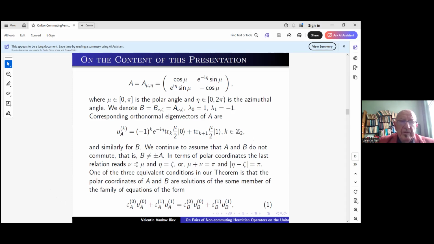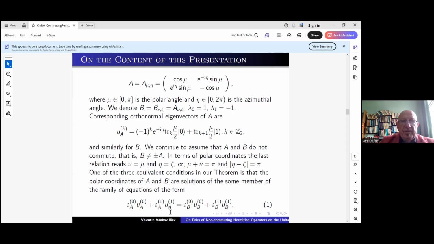So we continue to assume that A and B are not commuting operators, but this is equivalent to B not being plus or minus A. In this case, they do not commute. And this property, this relation reads in this way: either B is equal to A, this mu equals mu and theta equals zeta, or B is equal to minus A, which means those two. So we do not consider those cases.